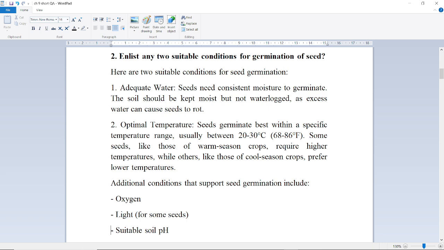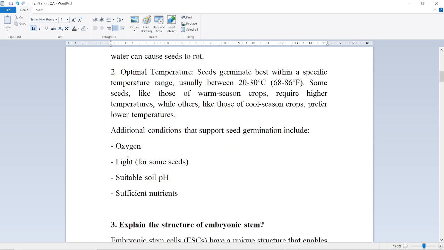Next is optimal temperature. Seeds germinate best within a specific temperature range, usually between 20 to 30 degrees Celsius or 68 to 86 Fahrenheit. Some seeds, like those of warm season crops, require high temperatures, while others, like those of cool season crops, prefer lower temperature. Additional conditions that support seed germination include oxygen, light for some seeds, suitable soil pH, sufficient nutrients.